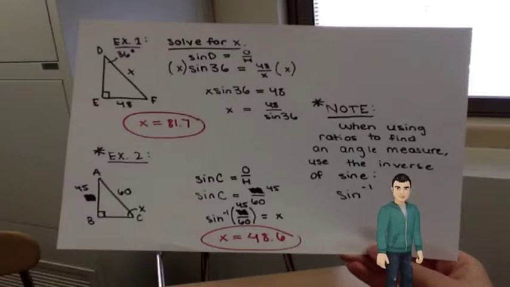For the next example, you're going to find the measure of angle x, and to do that you have to set up the equation sine C equals 45 over 60. You need to use the inverse of sine because you're finding an angle measure. So you would do the inverse sine of 45 divided by 60 equals x. When you solve for that, you get that x equals 48.6. And so the measure of angle C is 48.6.